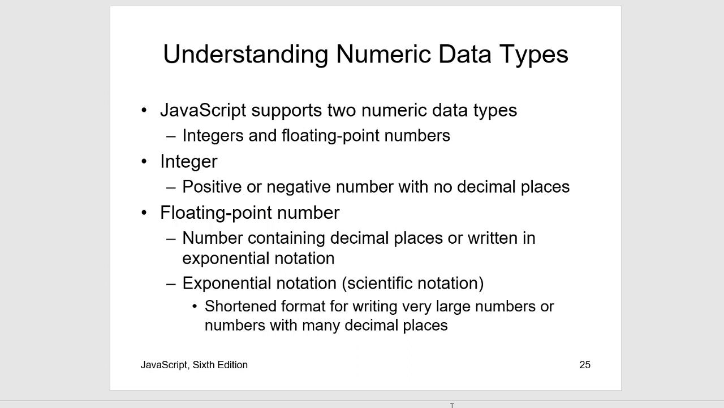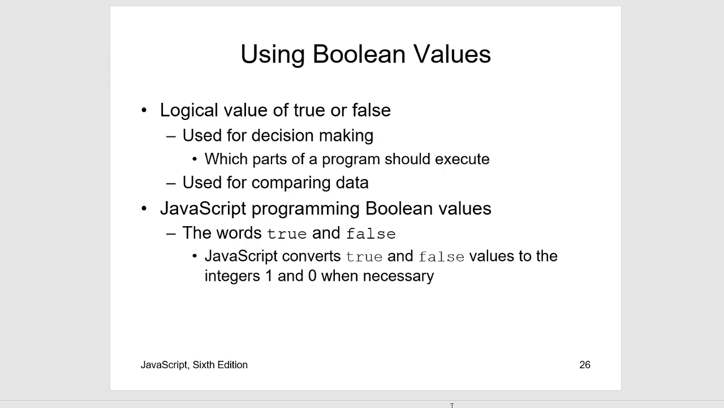The different data types that are supported by JavaScript and by most programming languages are integer and floating point. The difference between those is whether there are decimal places or not. Boolean values hold a very small part of memory, and they're used when making decisions or for comparing data.